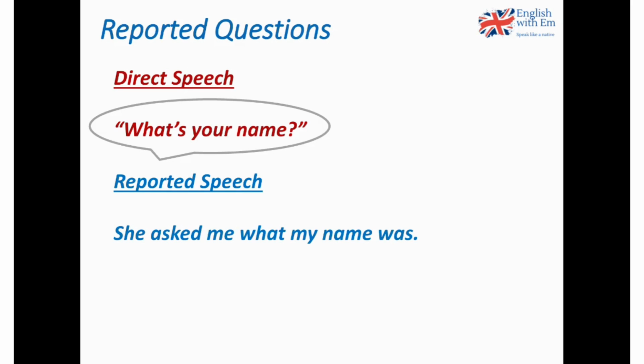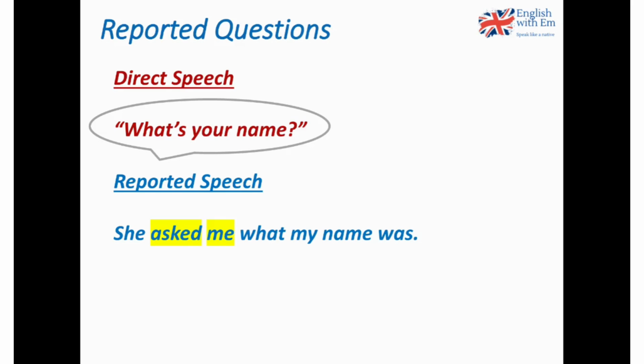So first of all, let's take a look at asked. This is the verb that we usually use to report a question. Now, I'm from the south of England, so I say asked. But people from the north would say asked, so you will hear it pronounced both ways. The next important thing is the pronoun. She asked me, so we always need an object pronoun with ask. Who did she ask? She asked me.